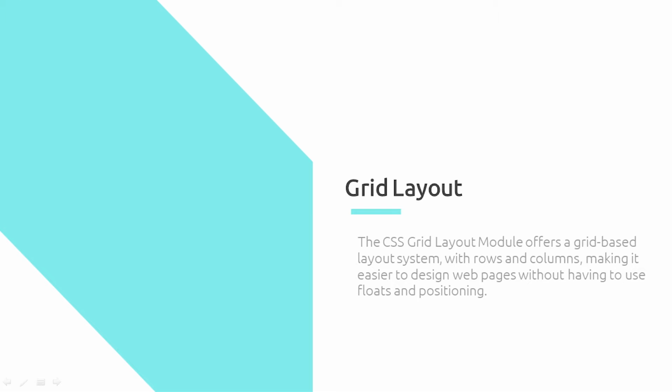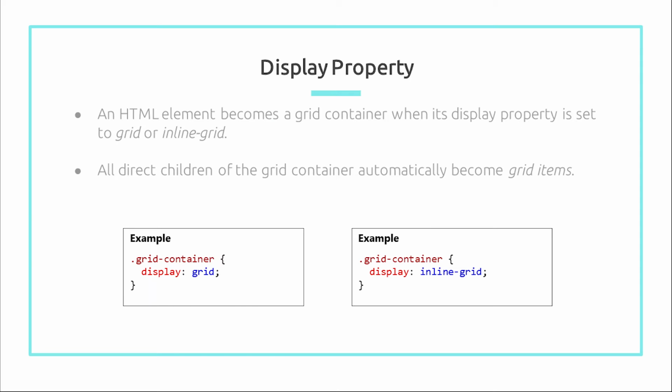The CSS Grid Layout module offers a grid-based layout system with rows and columns, making it easier to design web pages without having to use floats and positioning. Display Property. An HTML element becomes a grid container when its display property is set to grid or inline-grid. All direct children of the grid container automatically become grid items.